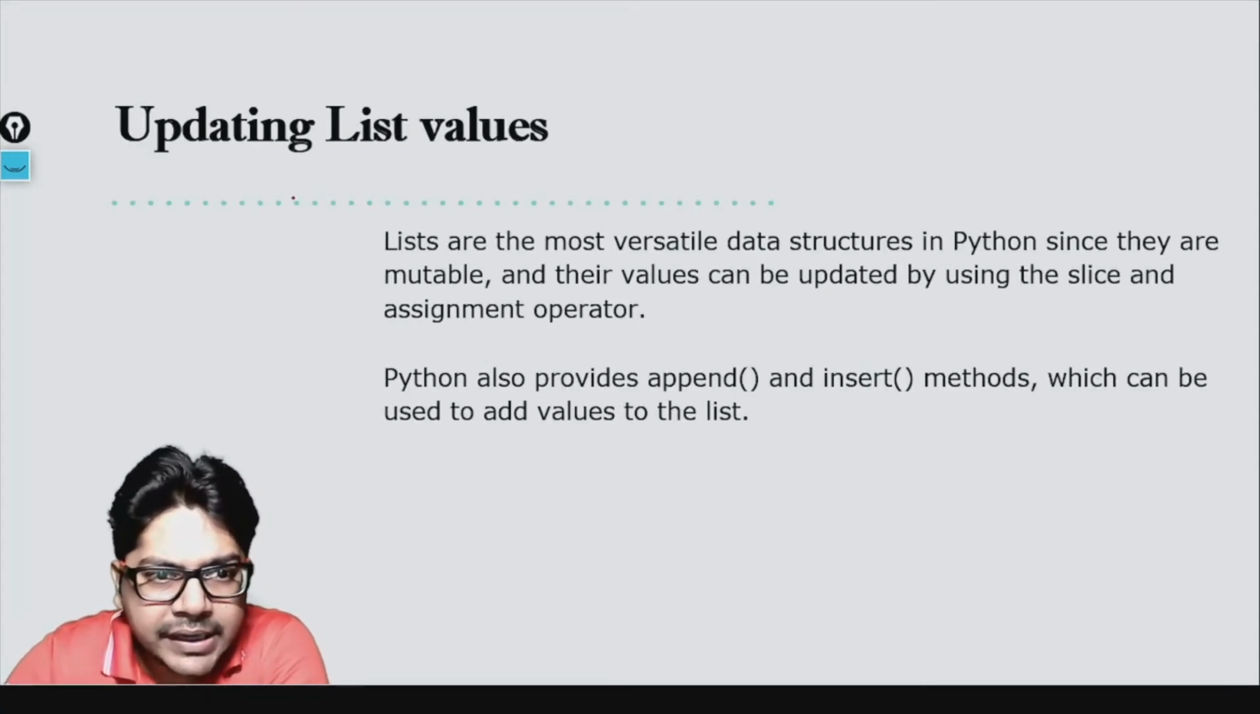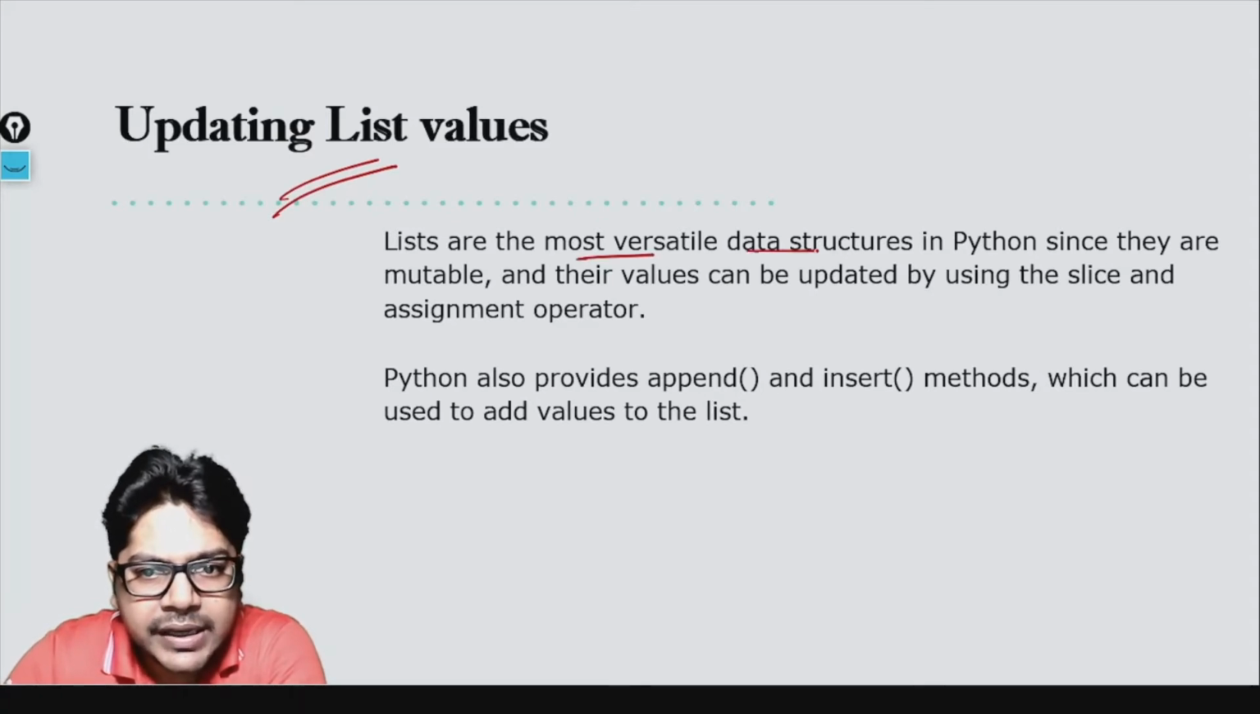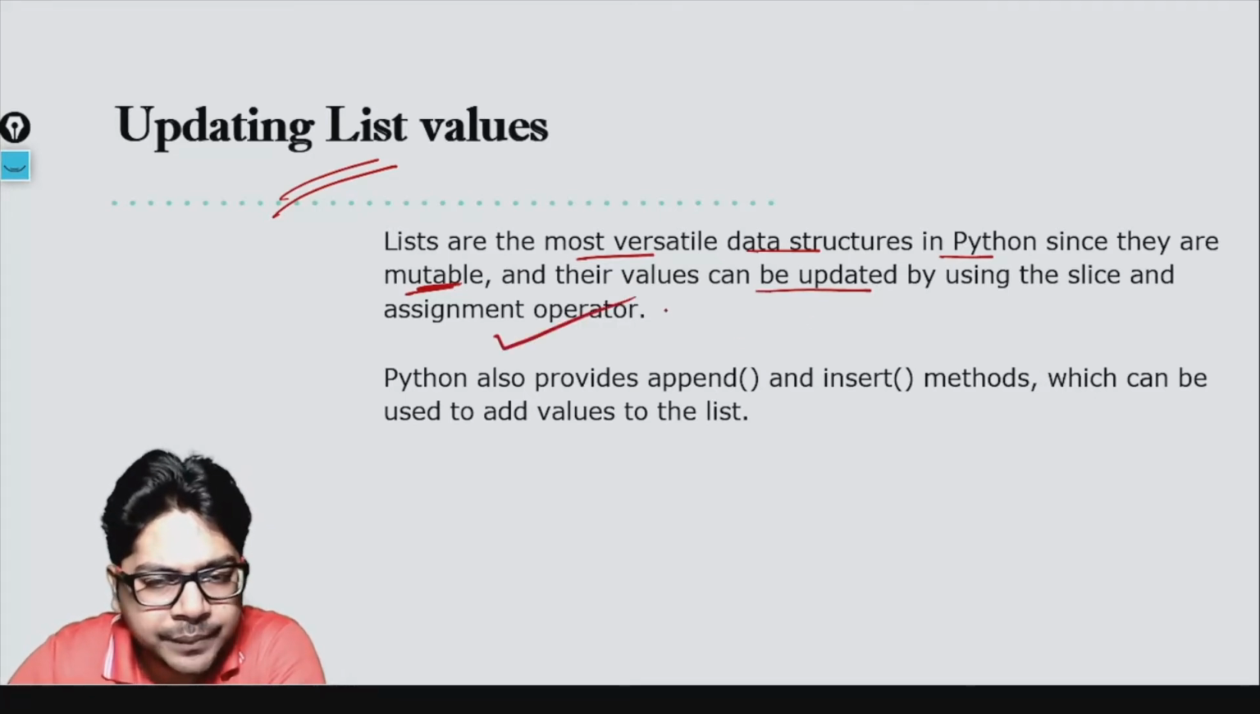So now updating list values, how do you update a list? Lists are the most versatile data structure in Python since they are mutable and their values can be updated using the slice and the assignment operator. You can update a list, okay? And Python also provides append and insert methods which can be used to add values to the list. Let us have a look at that.